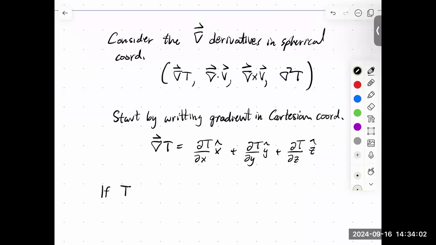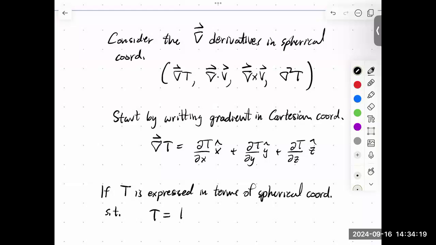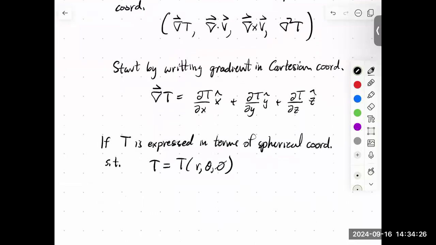So if t is expressed in terms of spherical coordinates such that t is a function of r, theta, phi, then what's going to happen is we're going to have dt by dx. So this is now just the x derivative. Everything we would do for this x derivative, we would have to repeat for the y and z derivatives. But let's just see what it looks like. Now this is going to be a function of r, theta, phi instead of x, y, z.